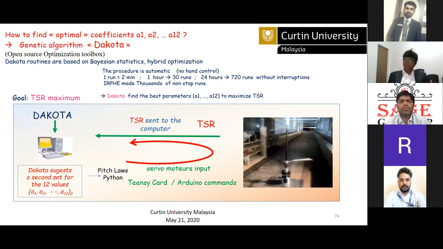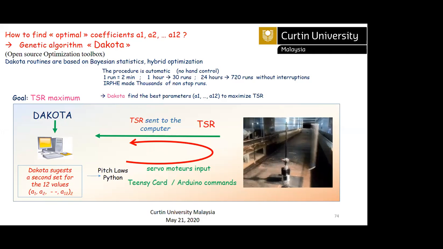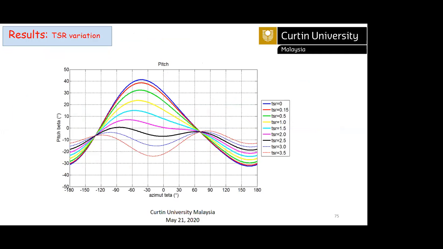As you can see here, in 1 hour we conducted around 30 runs and fed the information to the Dakota code. Dakota is an open source code for optimization. I hope all of you know that. Using that optimization toolbox, we are trying to optimize the pitch law for the turbine. You can see here different pitch laws that we have tried for different angles of attack and different TSRs.